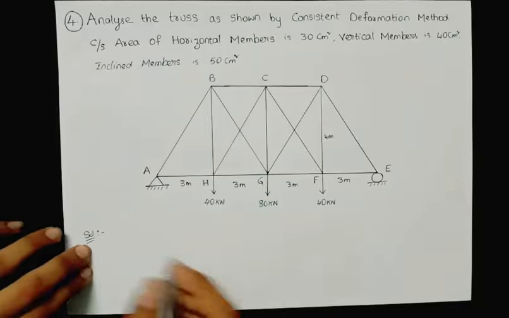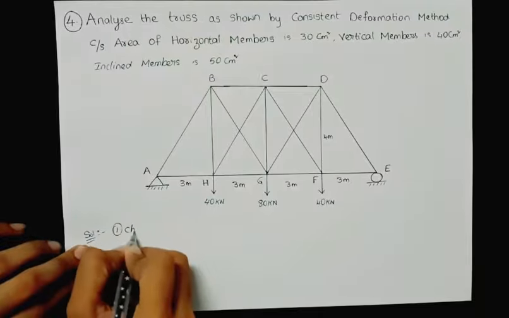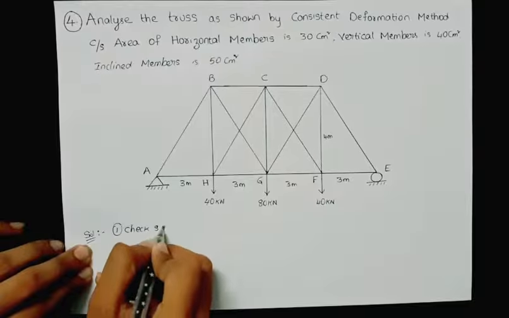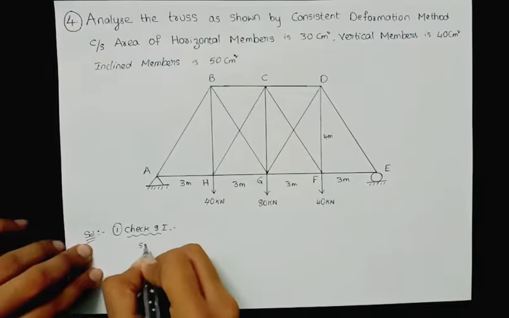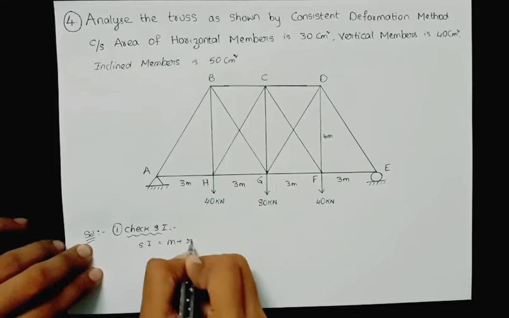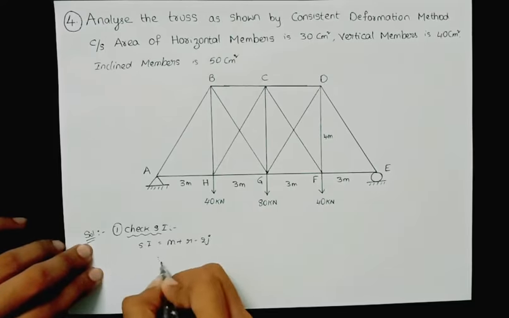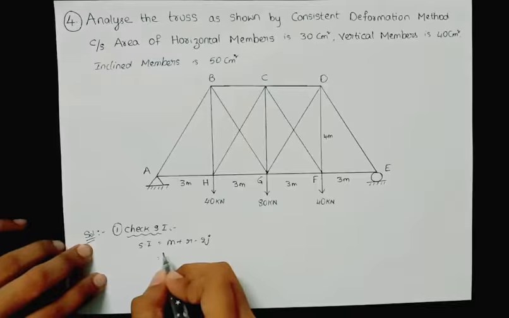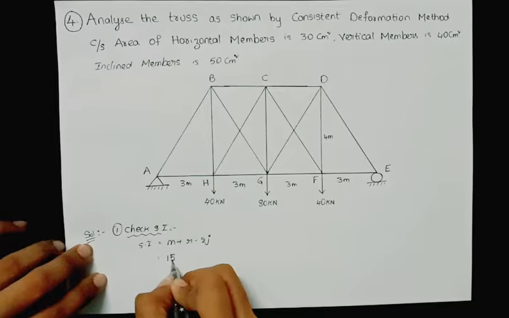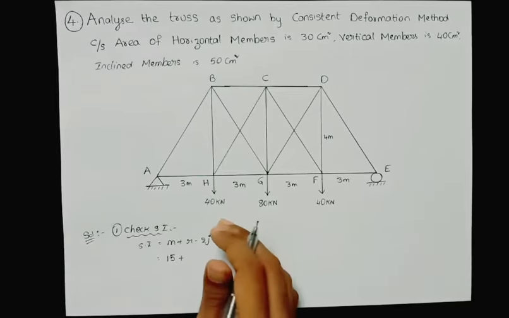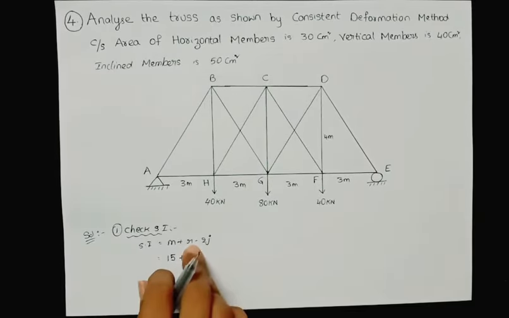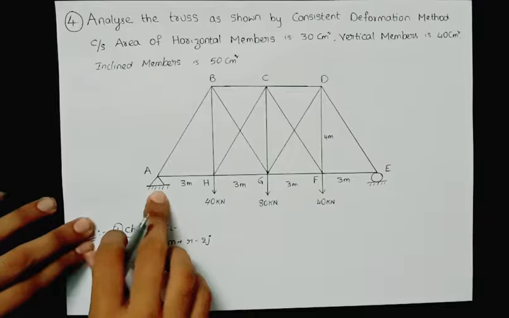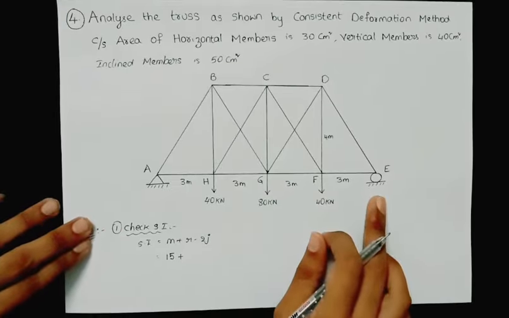So the first step is to check static indeterminacy. For any analysis we have to check the indeterminacy. The formula for a plane truss is m plus r minus 2j. m is the number of members, and there are 15 members. If you want you can count them. r is the number of external reactions. A hinged support has 2 external reactions, a roller support has 1 external reaction.